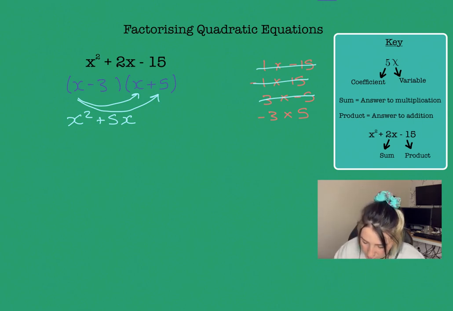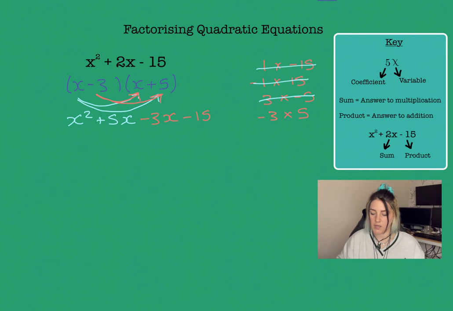We're then going to look at that negative 3. So we're going to do negative 3 multiplied by x, which is going to give us negative 3x. And then we've got negative 3 multiplied by 5, which is going to give us negative 15. So now we've written out that, we've expanded it, we're just going to group everything together.